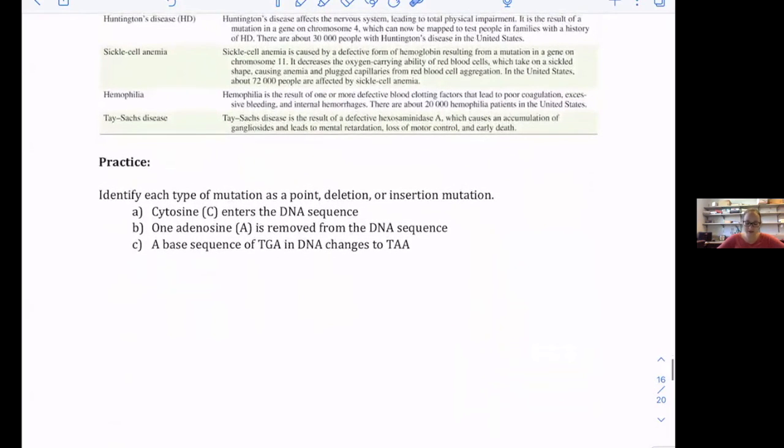So real quick, our one little practice problem is to identify each type of mutation as a point, deletion, or insertion mutation. Cysteine enters the DNA sequence, meaning it's added in. This would be an insertion. When adenosine is removed from a DNA sequence, so completely pulling it out, that is a deletion. Lastly, a base sequence of TGA in DNA changes to TAA. So we're just switching one for the other. There's no frame shift, so this would be a point mutation.